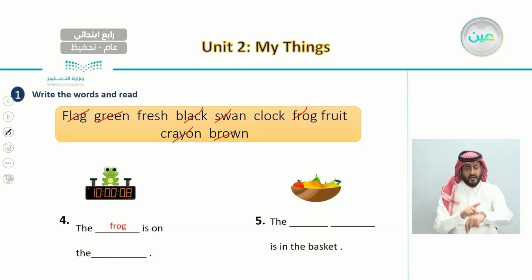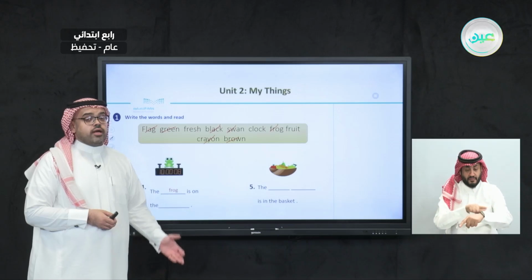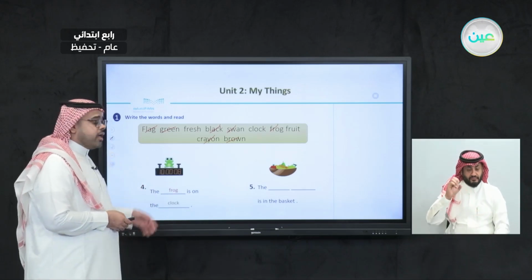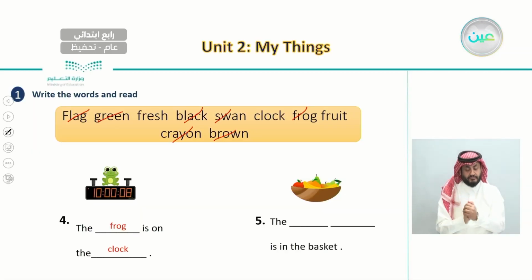Here we have the remaining three words, fish, clock, and fruit. So we can say that the frog is on the clock. On the clock. So here we go to the word clock and we cross it. This will leave us with only two words.